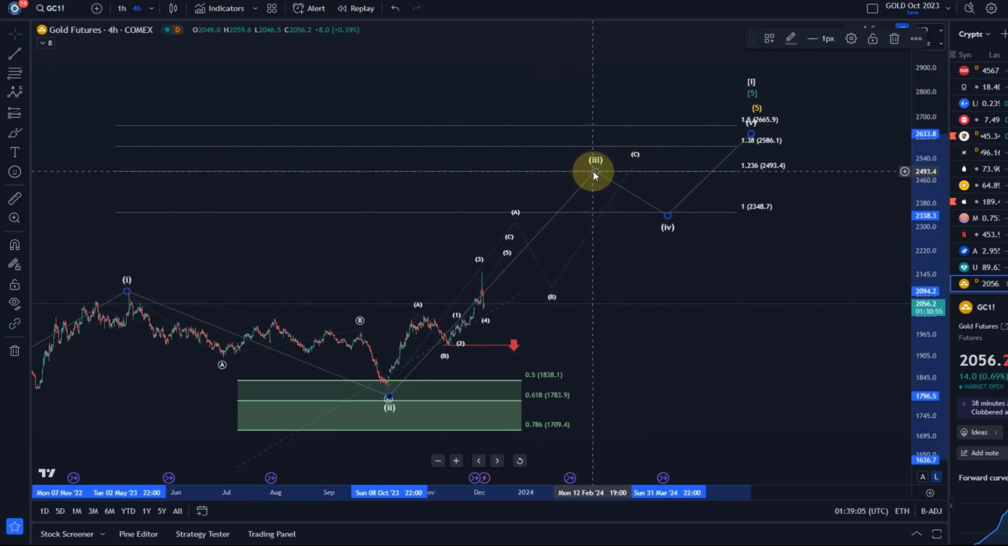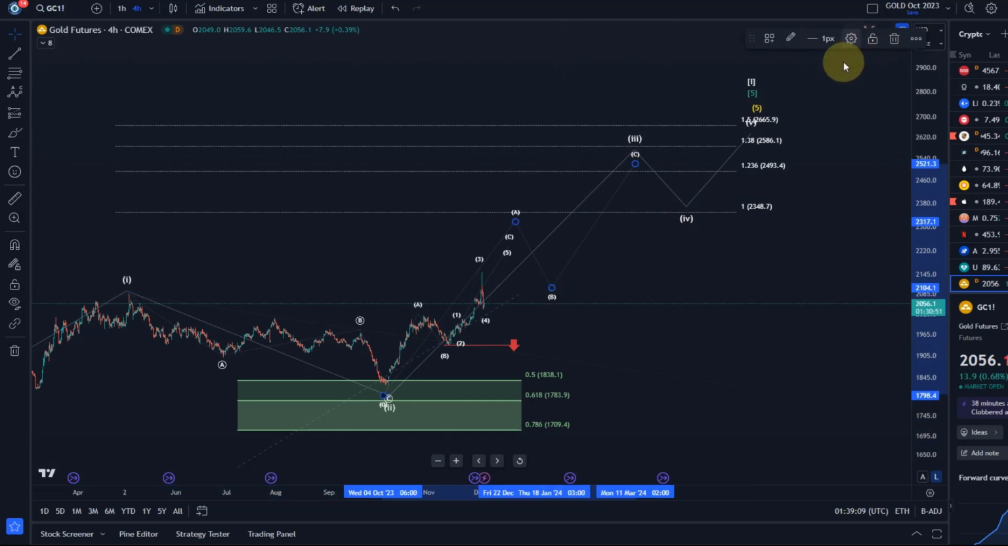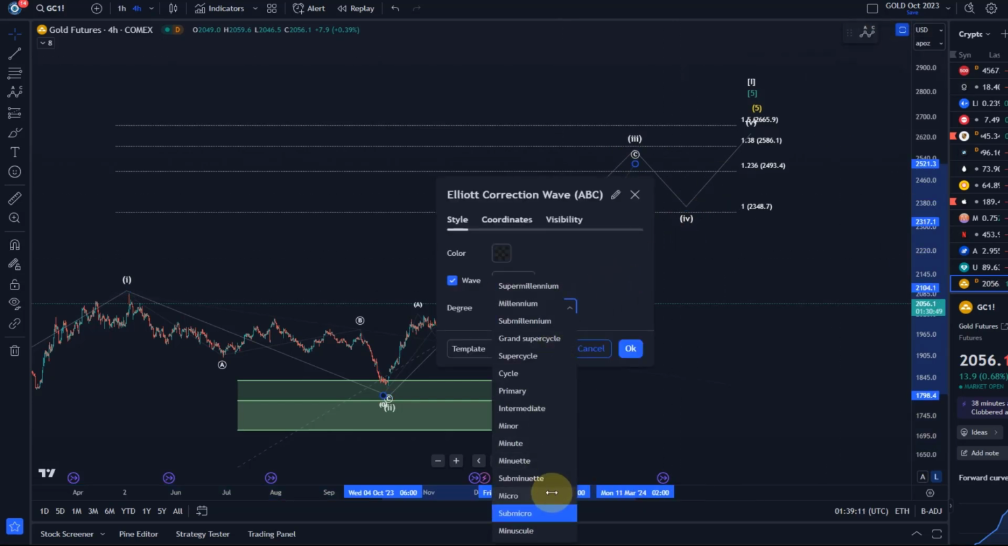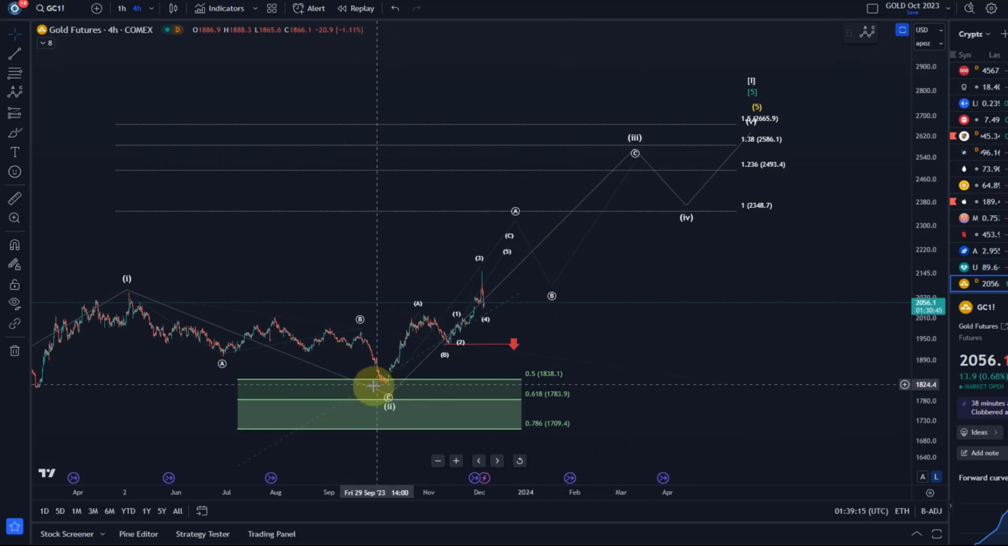This is going to be subject to change. That's always the case when we're dealing with diagonal patterns, okay? It's always going to be the case. It's also possible that this is impulsive, so I might change it back. It is not so important.